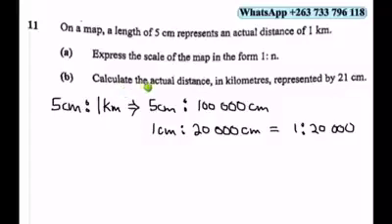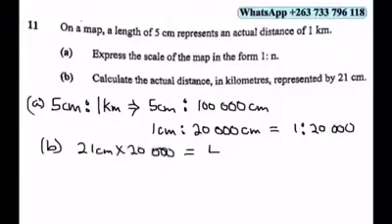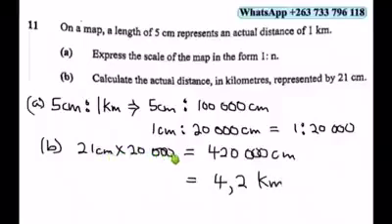Then on part B, calculate an actual distance in kilometers represented by 21 centimeters. Therefore, just multiply the map distance, a times n. So it's 21 times 20,000. So 21 times 2 is 42. Then we have 4 zeros. Therefore, this will be 420,000 centimeters. We know that there are 100,000 centimeters in a kilometer. So 420,000 divided by 100,000, this will be 4.2 kilometers. Or we'll just divide this by 5 centimeters. This is 21 divided by 5. This will give us 4.2, but in kilometers.